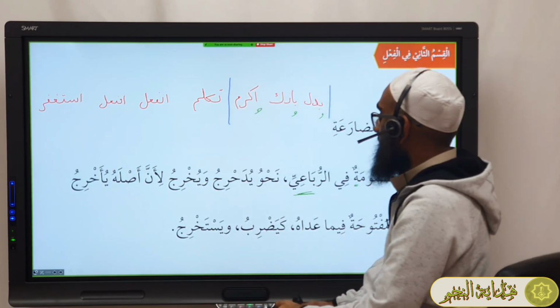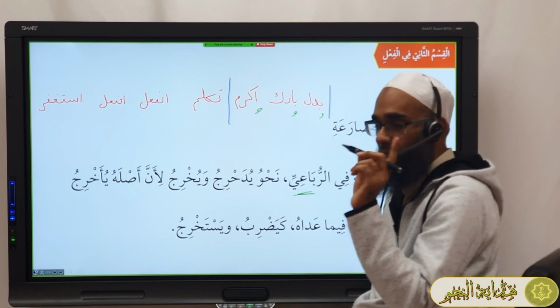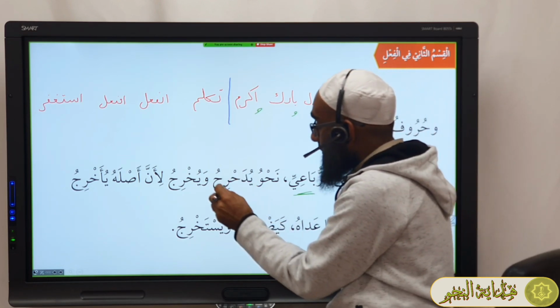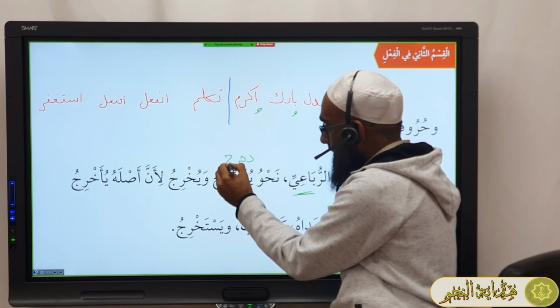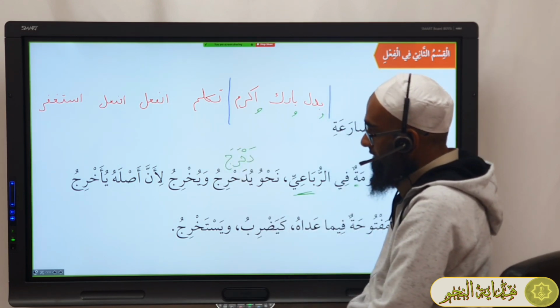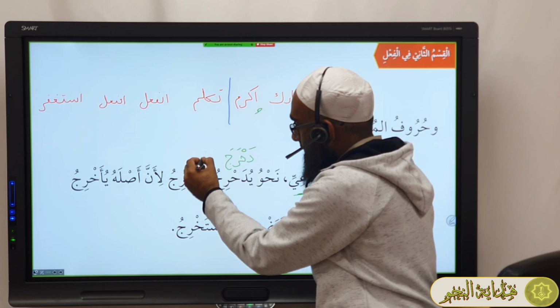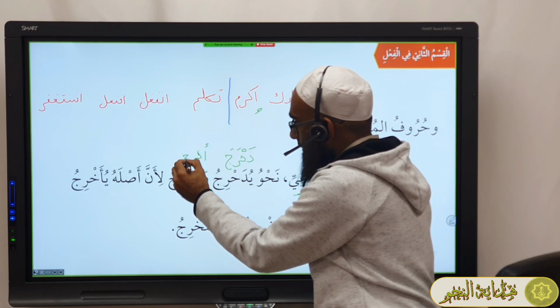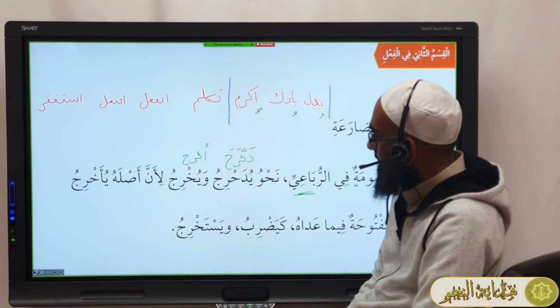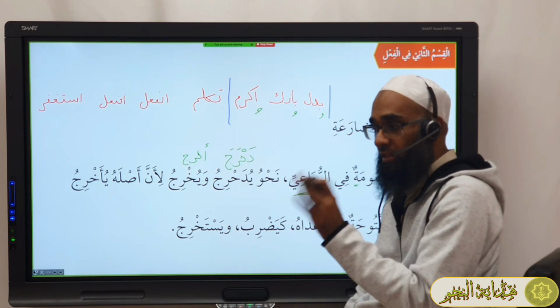So, sorry, let me see here. What he's saying here, he's not looking at the mudari', look at the madhi. Sorry, my mistake. Look at the madhi. So what's the madhi of yudahriju? Dahraja. Yes? The madhi of yukhriju is akhraja. Yes? So any word which has a madhi has 4.